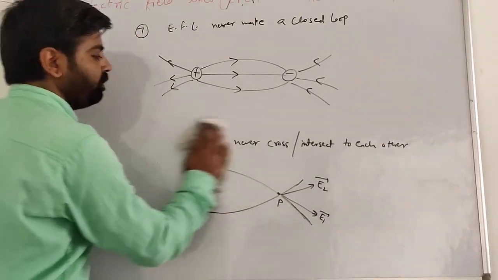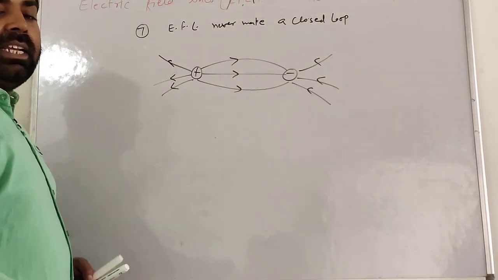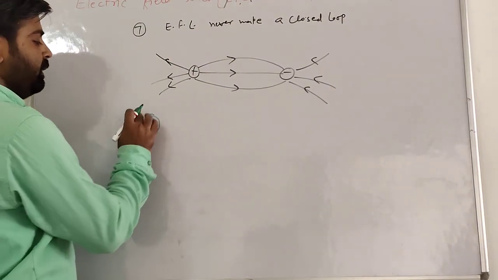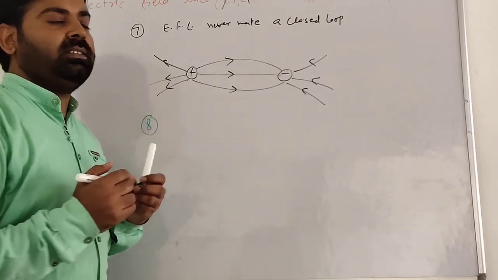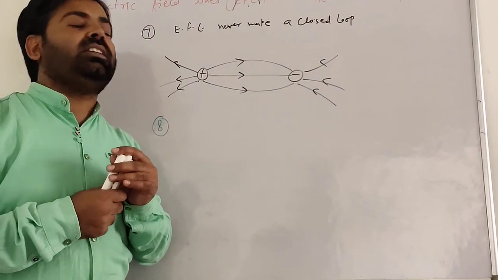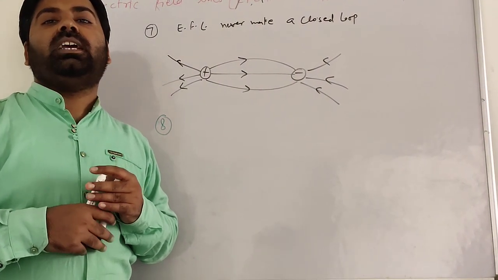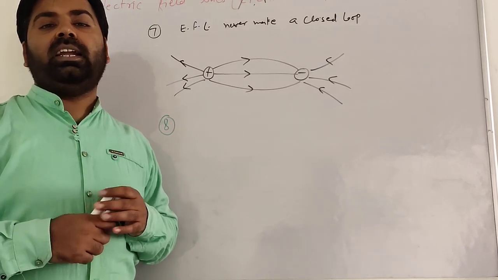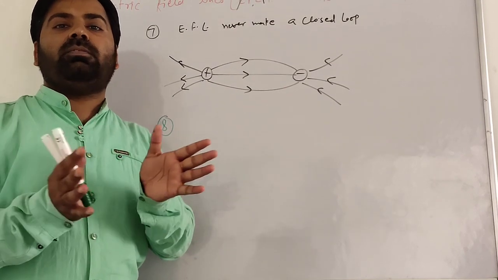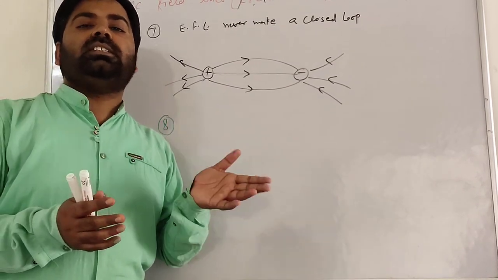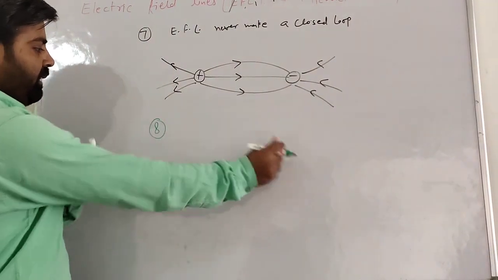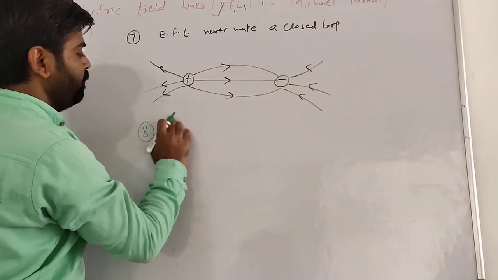Next property. The next property is the number of field lines. The region where the field lines are very close is called a maximum electric field intensity region, and a region where the field lines are far away from each other is called a minimum electric field intensity region. I will draw a diagram and explain this property.